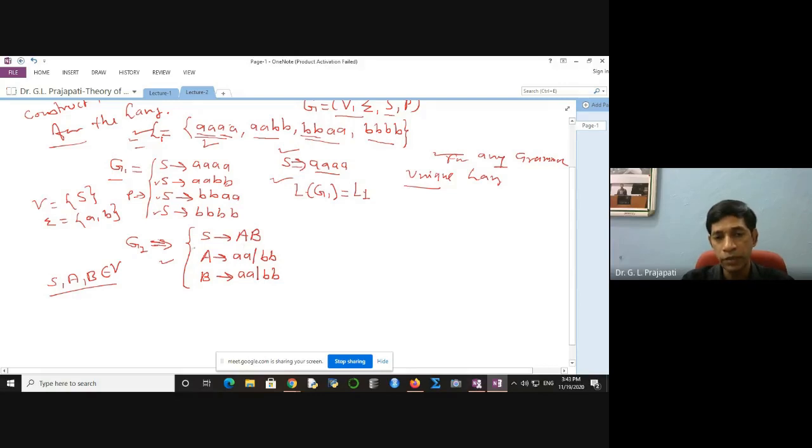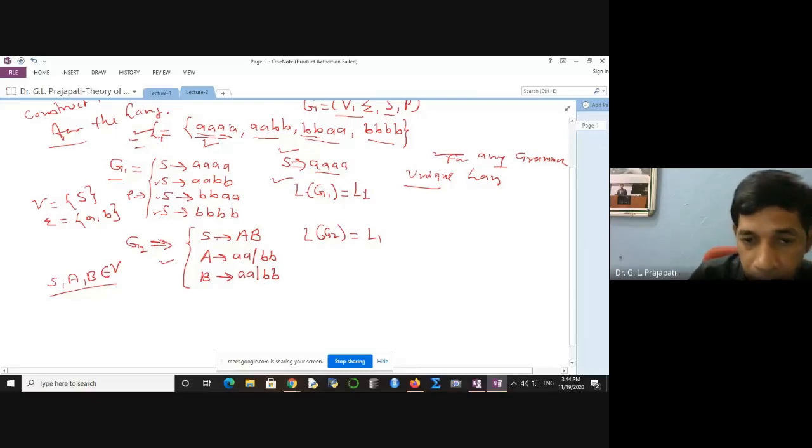Now, if G2 is the grammar for the language L1, then your G2 must generate the same language. So the language represented by G2 must be L1, and you need to verify it. How can you say that this is the grammar for the language L1? You can start constructing the sentences, starting from S, the start symbol. First, you go for this rule. Now you need to replace the non-terminals.